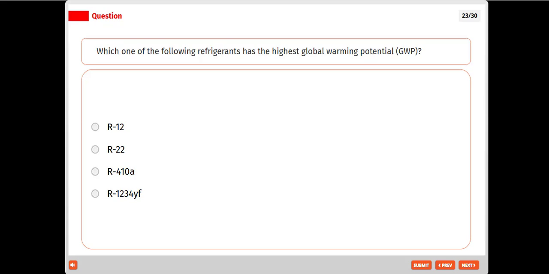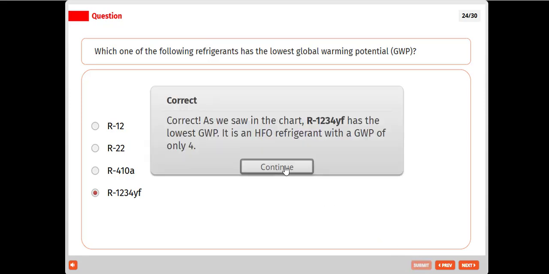Which one of the following refrigerants has the highest global warming potential? Yeah, it's R12. Okay. Which one of the following refrigerants has the lowest global warming potential? I think this one. Yeah.